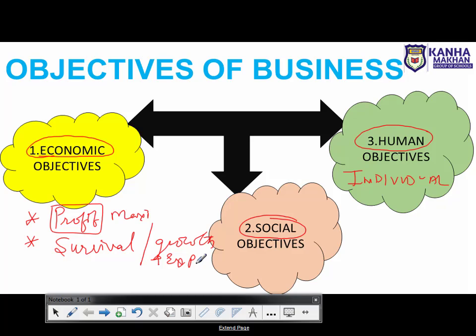ठीक है, okay, moving towards the next objective, that is social objective. Social objective, social means related to the society. ठीक है, so how can a businessman contribute or fulfill the social objective? Very simple. Like suppose I am a businessman, so how can I contribute toward the society? Very simple. Being a businessman, I can do one thing, like I can deliver a quality product. ठीक है, quality product to the society.